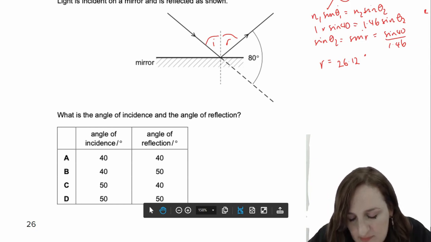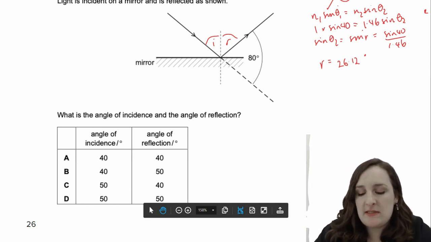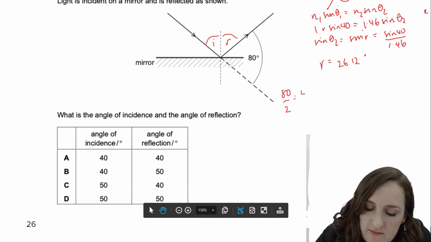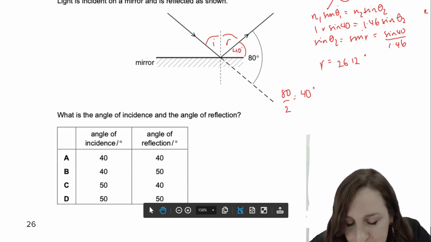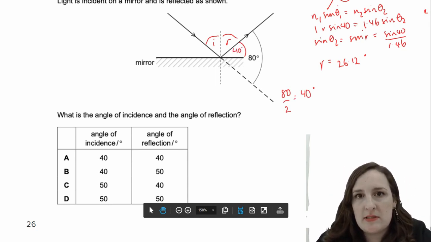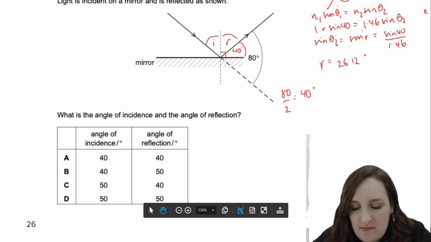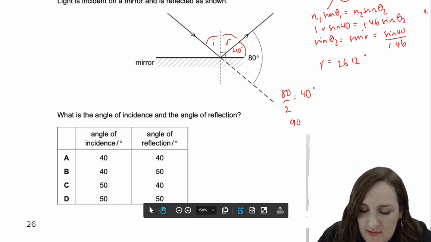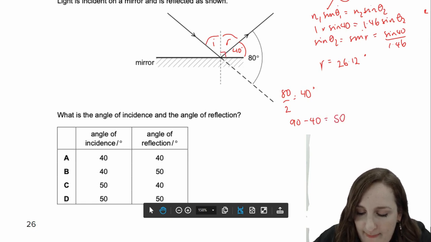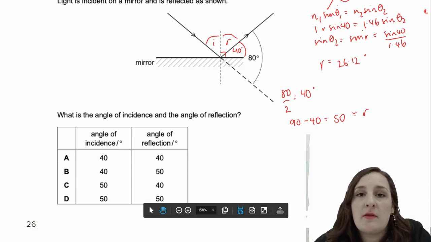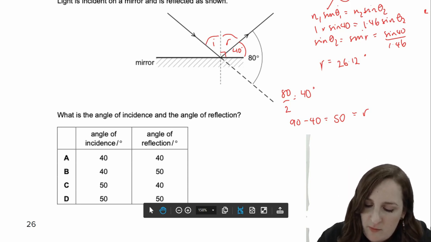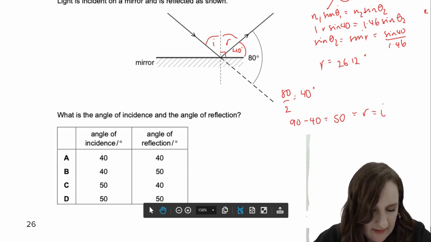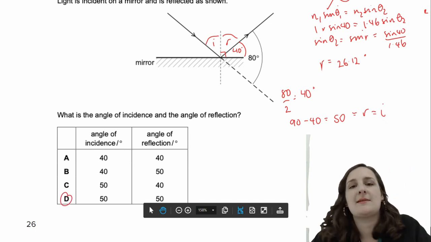You should also be able to see that you're told that this is 80 degrees. 80 over 2 is obviously 40 degrees, which tells me that this is 40. And you know that a normal acts at 90 degrees to the surface, so that's a right angle. 90 minus 40 is 50, and therefore that is equal to r. And you also know that you have the law of reflection: angle of incidence is equal to the angle of reflection, so therefore that is also equal to i. I have a little look and I can see that the answer is D.